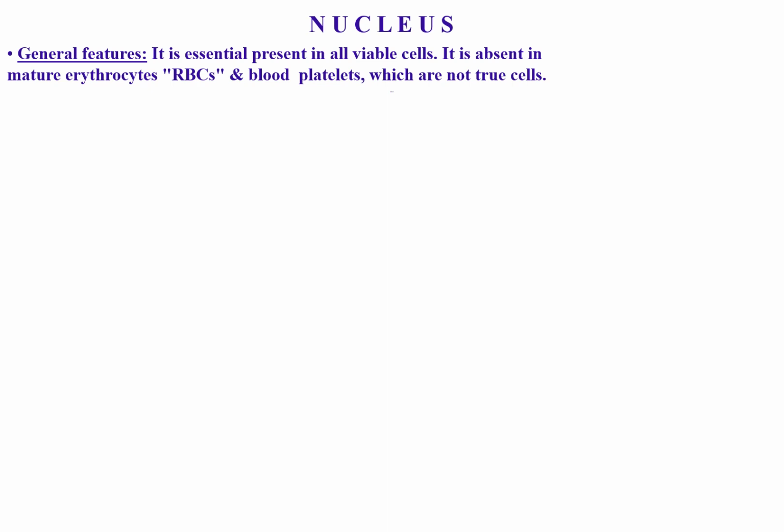Nucleus. General features. Nucleus is an essential organelle present in all viable cells. It is absent in mature mammalian erythrocytes, RBCs, and blood platelets. These are not considered true cells. Site. Nucleus may be central or eccentric or peripheral in position.